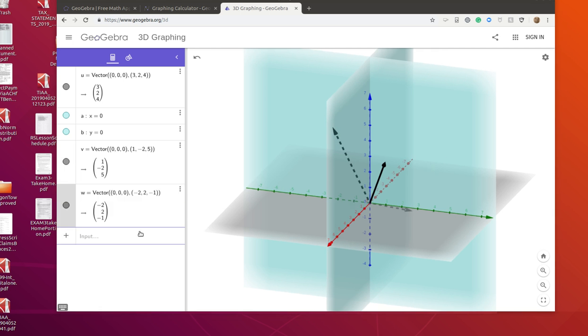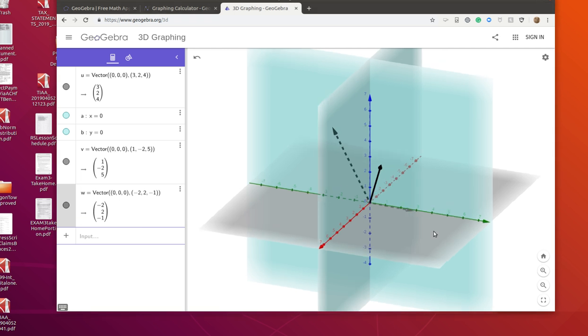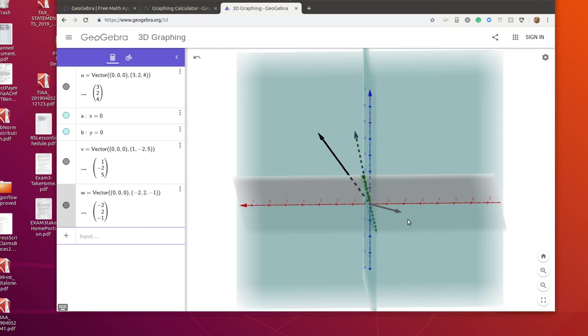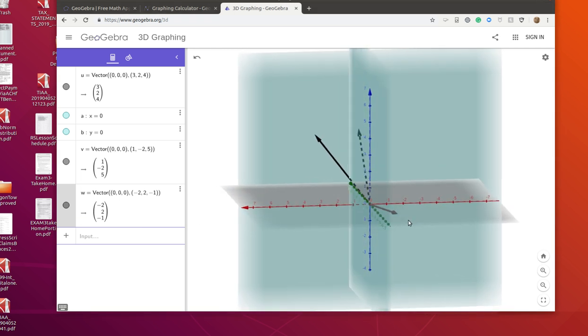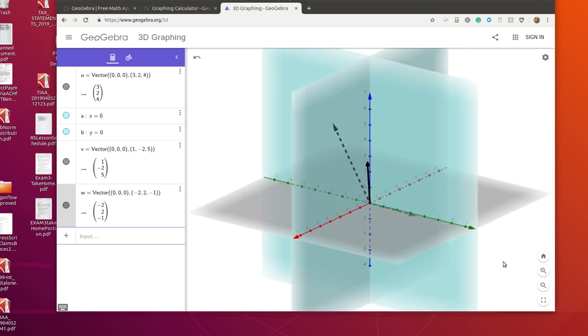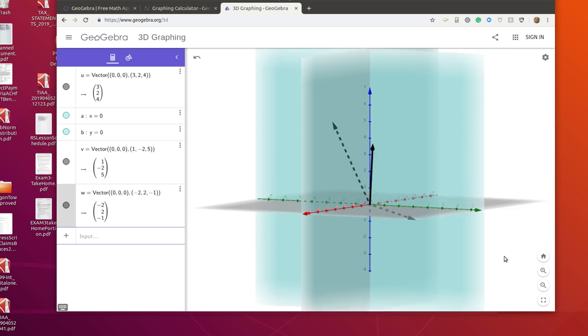And for good measure, let's look at a third point at minus 2 in the x direction, 2 in the y direction, and minus 1 in the z direction. So that we have to slide over into this octant to be able to see that point. So that's the idea of points in three-dimensional space.